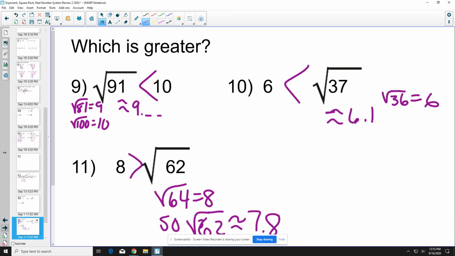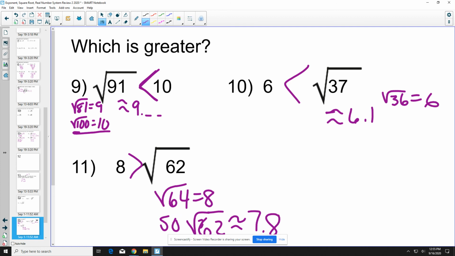All right, let's see how we did. So number 9, square root of 91 is a little more than 9. It's 9 point something. It's less than 10 because the square root of 100 is 10 and 91 is less than 100. So did you have is less than?